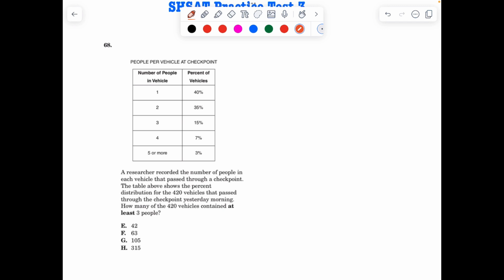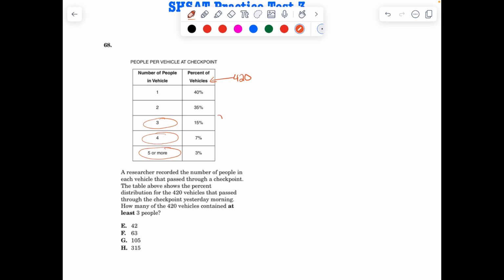So the first thing I'm going to do up here is just annotate that I know these vehicles are 420. That's the number of them. And now the information they want is how many of those vehicles had at least 3 people in it. So when I look at this table, I know that I am considering the vehicles that had 3 people in it, 4 people in it, and 5 or more people in it. All of those vehicles qualify as 3 or more, as at least 3, right?